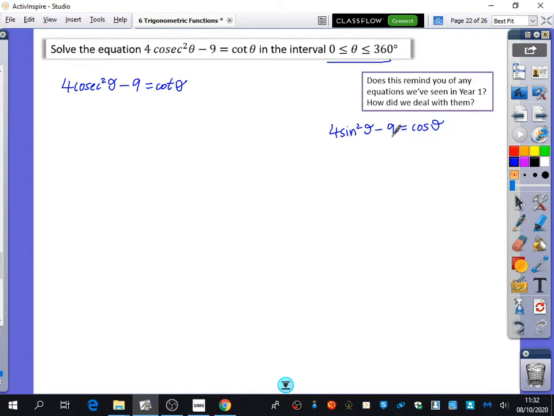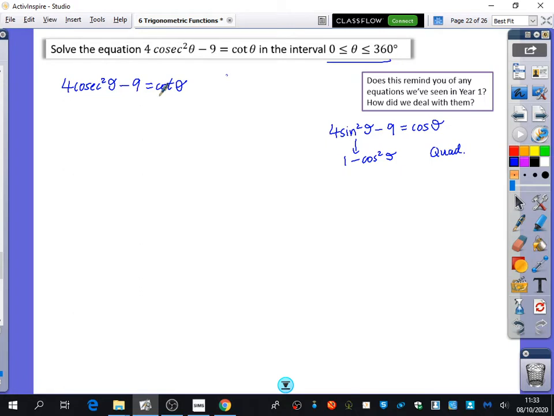Yeah, so the problem in this one is that we have a mixture of different trigs, okay? And the way we dealt with that was by replacing sine squared with 1 minus cos squared theta, so that we had an equation that was all in terms of cos theta and actually was a quadratic. So it's going to be the same thing for this kind of question, but we're going to replace cosec squared theta with the thing that it is linked to.